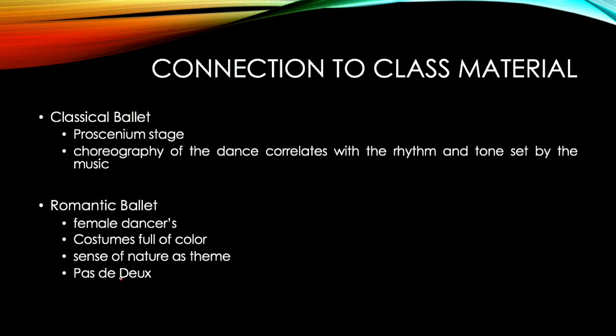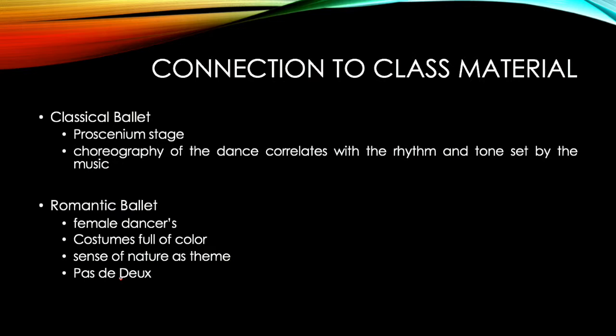In regard to the connections to our class material, this dance represents classical ballet in many ways. It is set on a proscenium stage, which is of course very prominent today. The choreography of this dance correlates with the rhythm and tone set by the music. When the musical rhythm is upbeat, the dancers move faster and in upbeat movements. When the musical rhythm is slower, beginning in the middle until the end of the performance, the dance movements are much slower and soothing. This was seen in the previous videos.